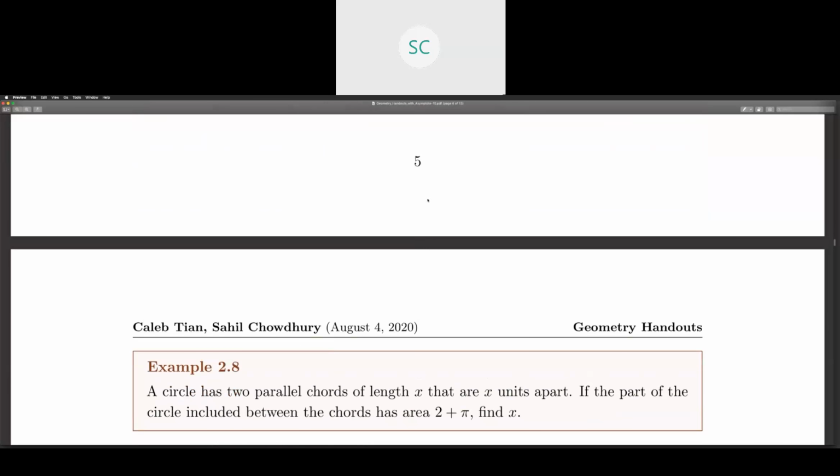So go ahead. 2.8 is harder than all the previous ones, but not impossible. You guys are capable of doing this. So go ahead and try this question.